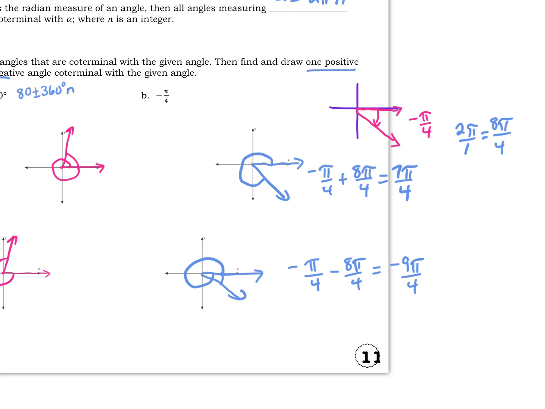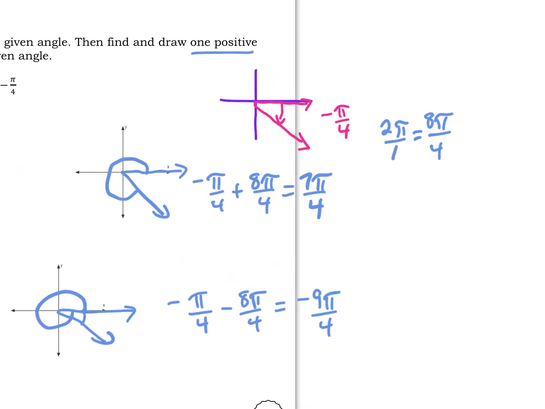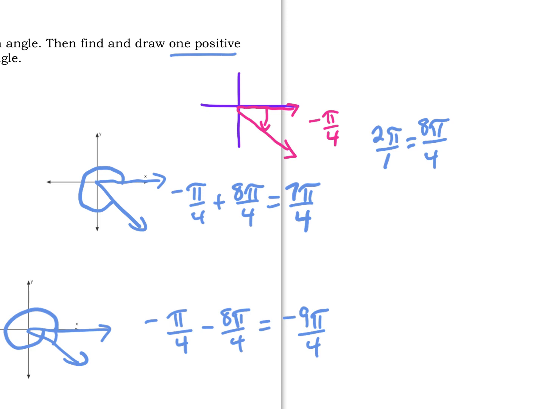All right, so think about that for a second. To find coterminal angles, we are either going to add or subtract 360, or add or subtract what's equivalent to 360 in radians, which is 2 pi. Okay? All right, questions, comments on that? How'd I get what? The 8 pi over 4. 8 pi over 4 is equivalent to 2 pi. Why are you using 2 pi? Because 2 pi radians is equal to 360 degrees. Okay?